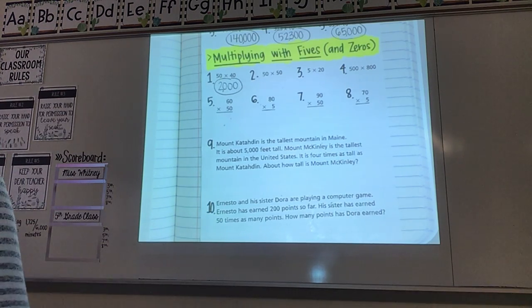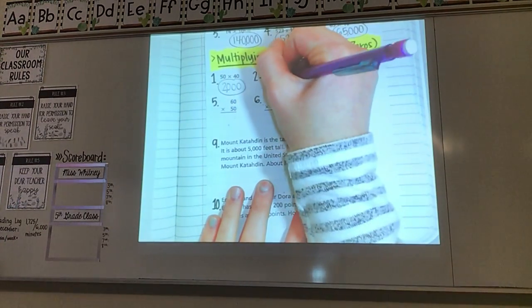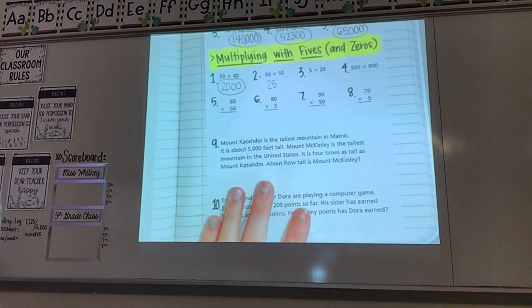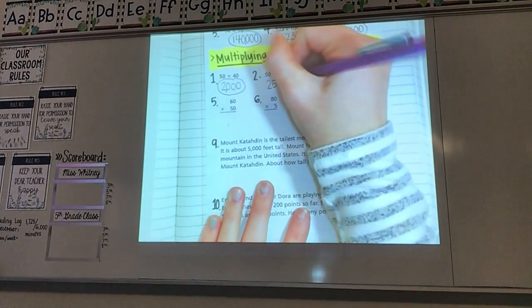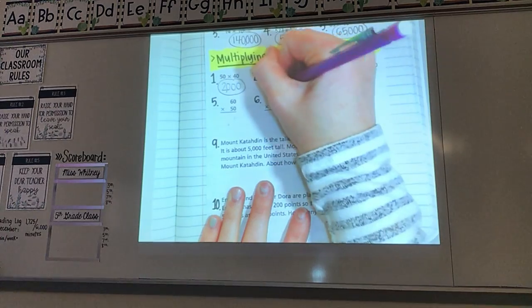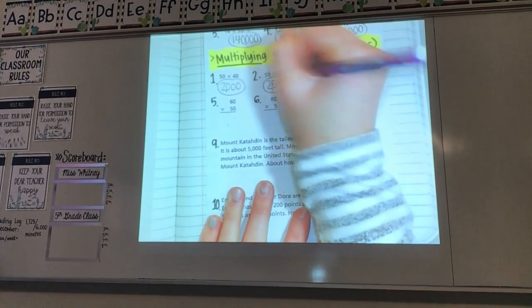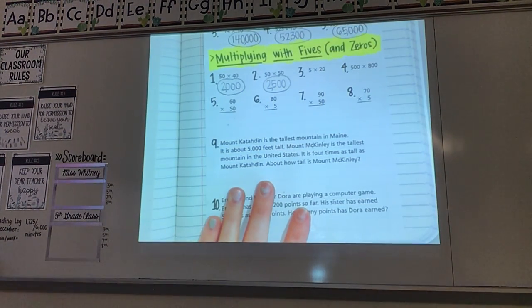Make sure that you write down your answer first and then add the extra zeros from there. Number 2, 50 times 50. Covering up my zeros gives me 5 times 5, which is 25. How many zeros then do I add on to the end of 25? 2 of them, because there are 2 zeros up there. So that would be 2,500. Really watching for those commas where they need to go.